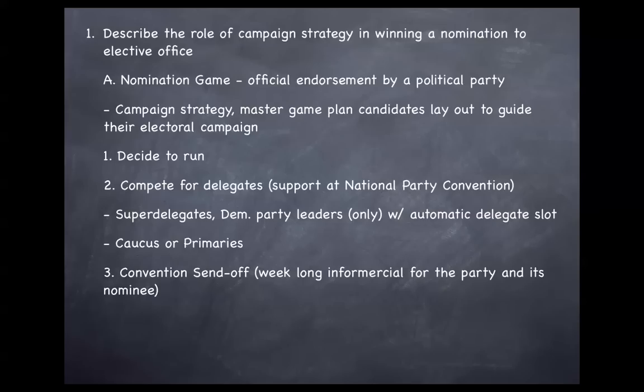And in order to get those delegates, you're going to try to win a 50-state race through caucuses or primaries, different formats, different ways of gaining delegates, and we'll look at those here in a minute. But you compete for delegates. Superdelegates are included for the Democrats, and you do this through caucuses or primaries throughout the states.